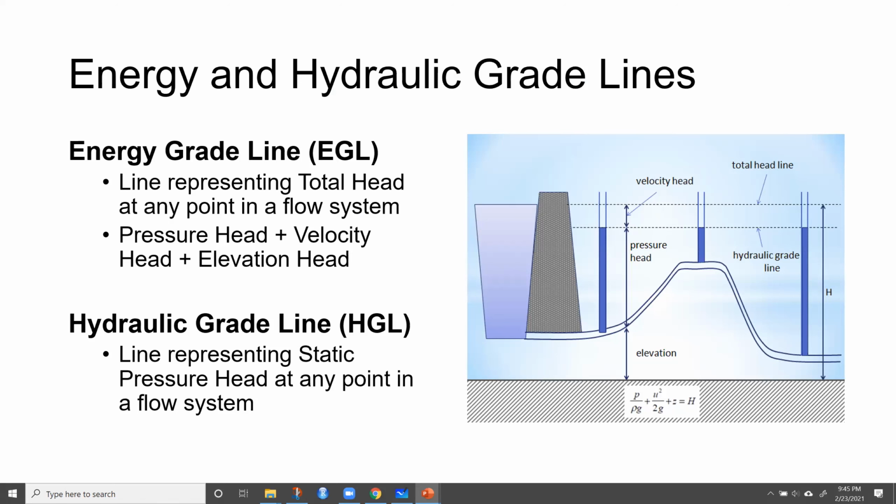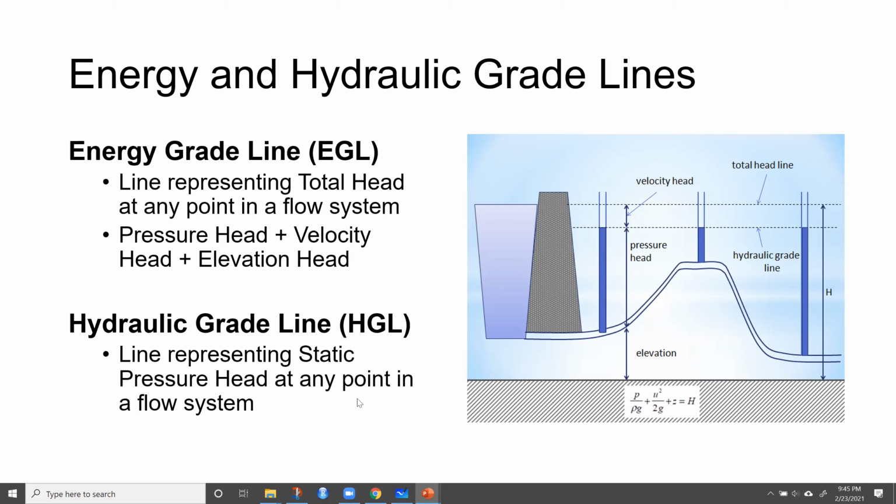First, a review. The energy grade line is the line representing the total head at any point in a flow system. So that's the pressure head, velocity head, and elevation head. And it's the summation of all those terms in the energy equation. Remember, we looked at the pitot tube where the flow was arrested in front of this little tube. All that kinetic energy, pressure, and elevation was converted just to elevation head above.